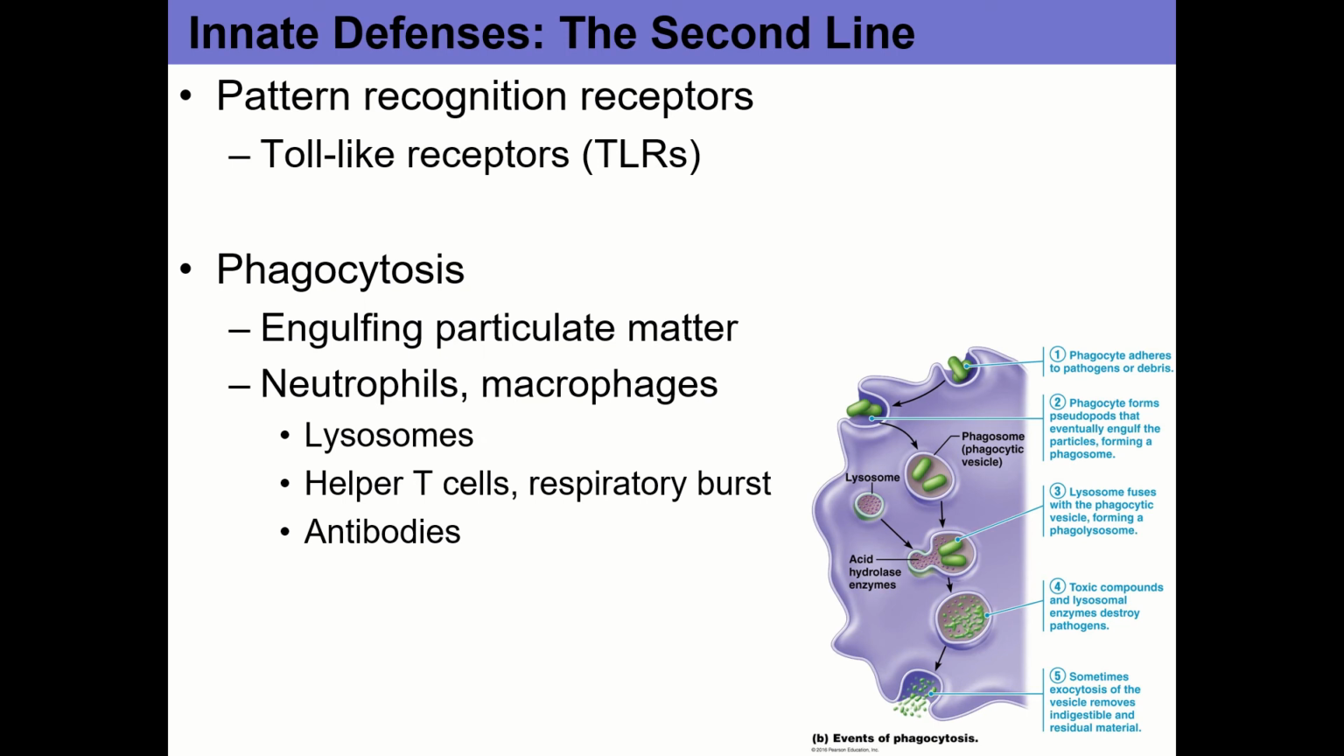All right, so if something makes it past the skin, makes it past the mucous membranes, well, now we have to attack it. So I mentioned a minute ago that part of our second line of defense are our phagocytic cells. And again, the two sets of phagocytic cells, we've got our neutrophils and our macrophages.